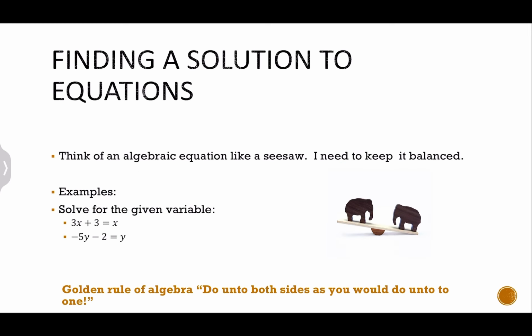So when approaching an equation and finding the solution, we need to think of an algebraic expression like a seesaw or a balance, right? We need to keep it balanced. So the golden rule of algebra is do unto both sides as you would do unto one, in order to isolate that variable.